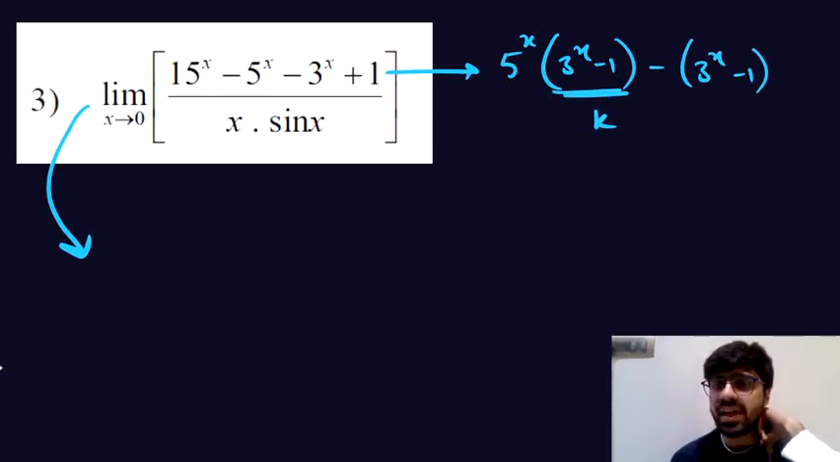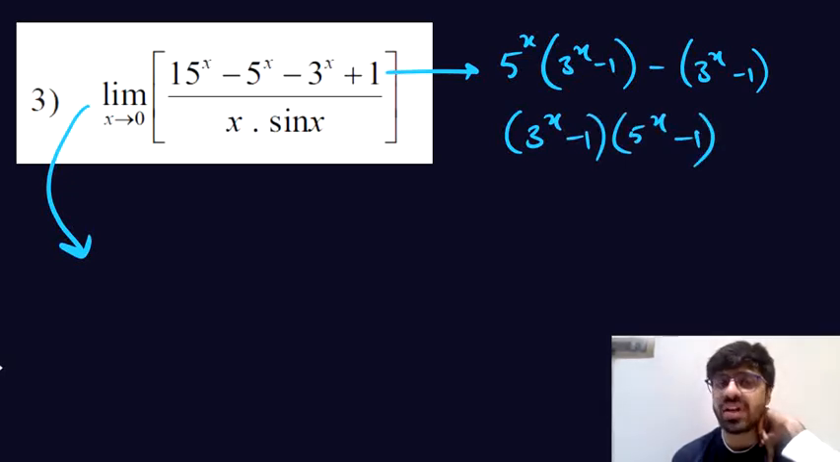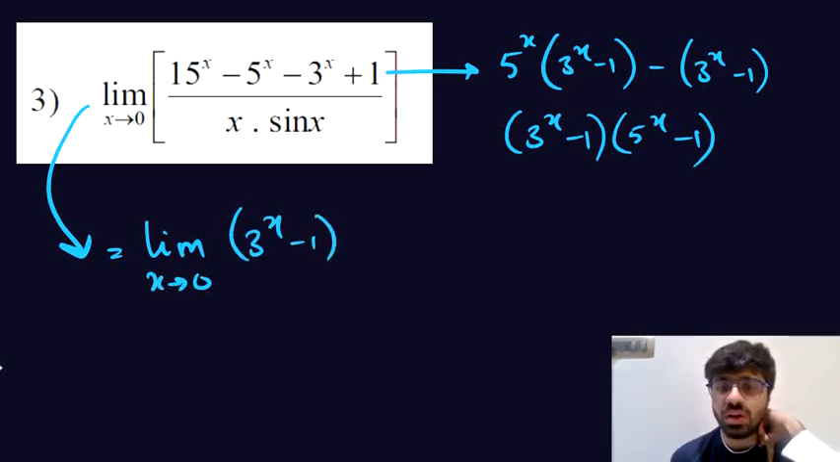Treat this term as k and k. So we have 5 power x into k minus k. You can pull out that k common from the two terms here. So that will leave you with k, which is 3 power x minus 1, into the second bracket we'll have 5 power x minus 1. So this becomes limit of x tends to 0. The numerator being (3 power x minus 1) into (5 power x minus 1). And the denominator is x into sin x.